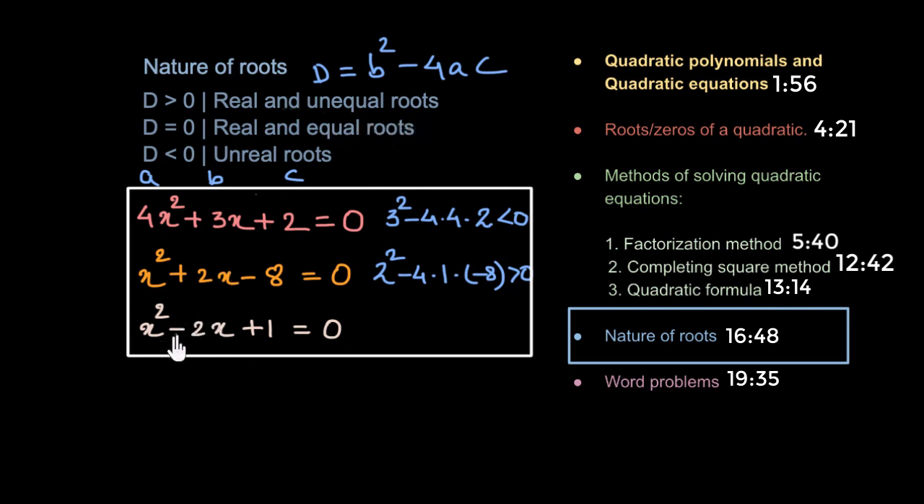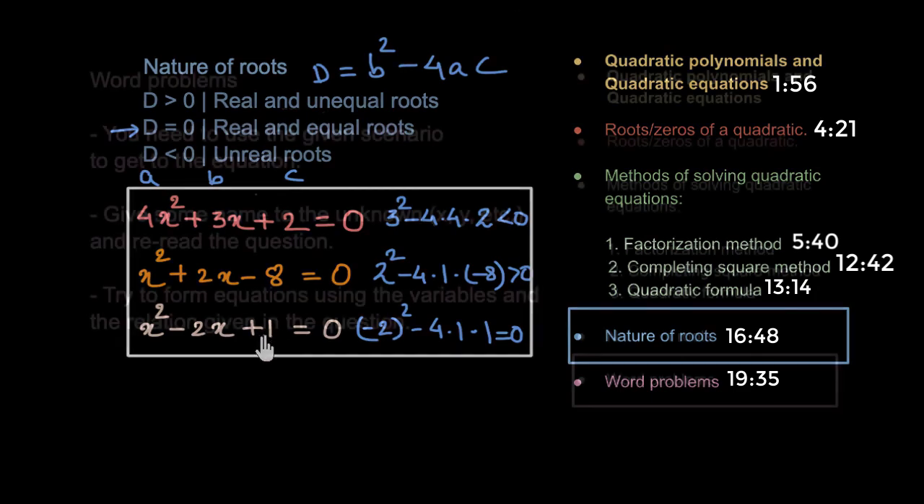And the last case, here b square minus 4ac would be negative 2 whole square minus 4 times a, that is 1, times c, which is again 1. So 4 minus 4 is equal to 0, which is the second case. Roots would be real but equal.